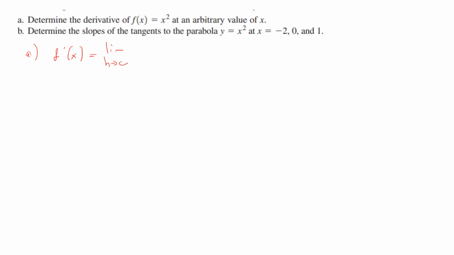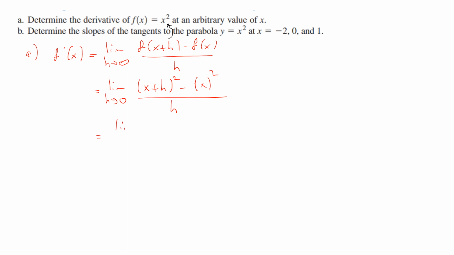The limit as h approaches 0 of f(x plus h) minus f(x), all over h. Now I'm going to plug the values back in. So I get the limit as h approaches 0 of (x plus h) squared minus x squared, all over h. Expanding this further, I get x squared plus 2hx plus h squared, minus x squared, all over h. I see that I have a positive x squared and a negative one, so I cancel them out. And I see that I have h in each remaining term, which I can take out.